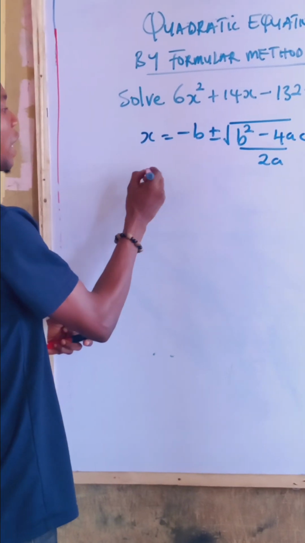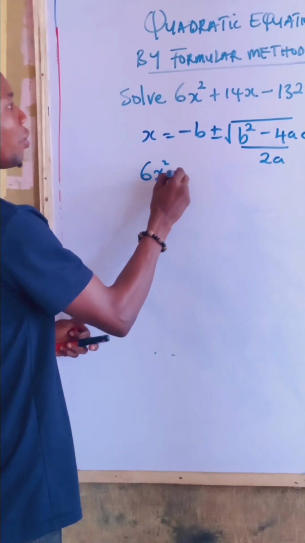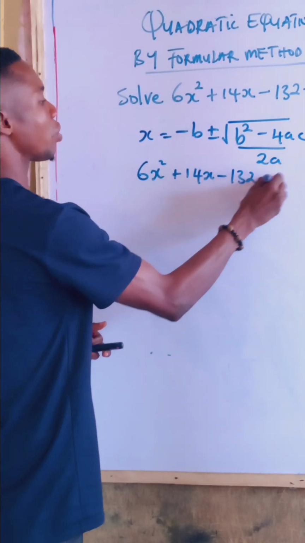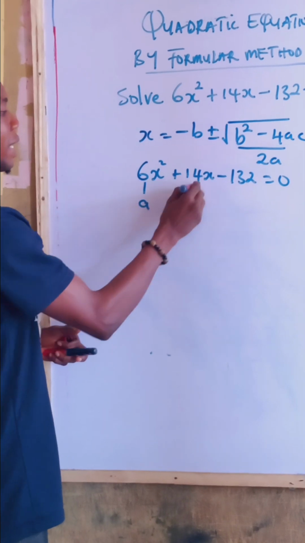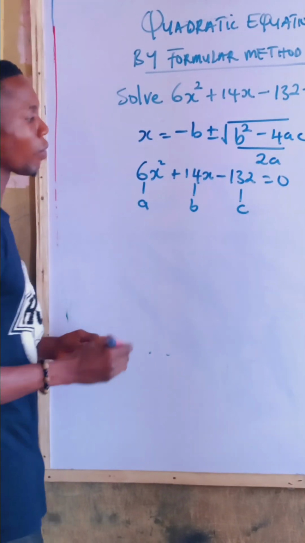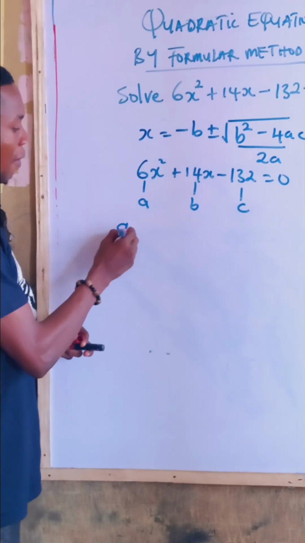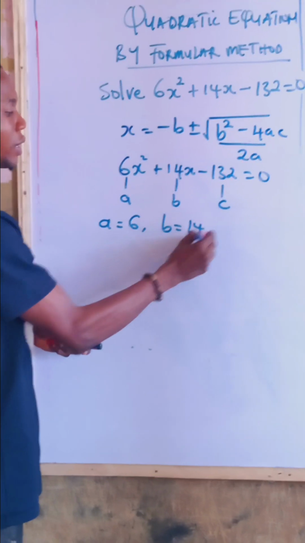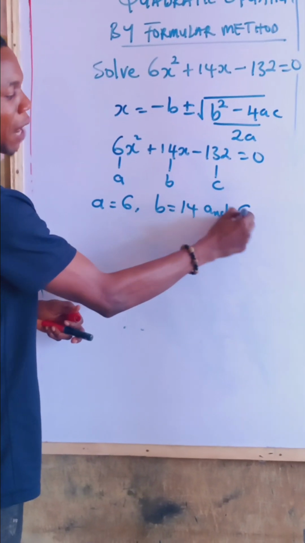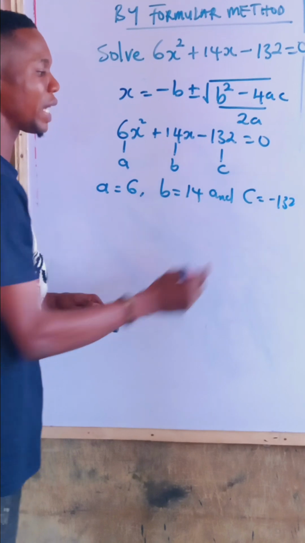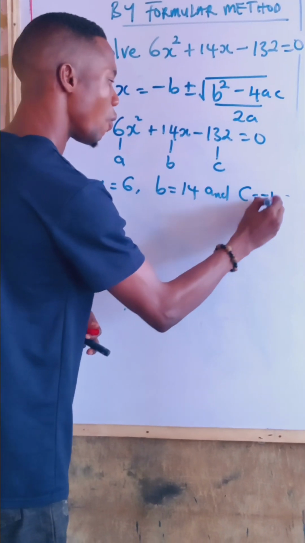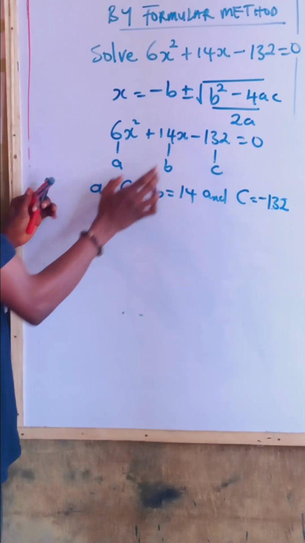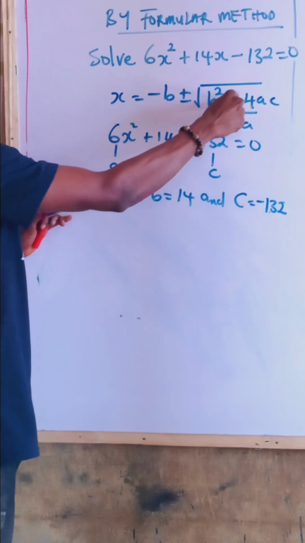Now, we are given 6s squared plus 14s minus 132 equal to 0. This is our a, this is our b, this is our c. You can write them out. Our a is given as 6. Our b is 14. And our c is negative 132. After that, when you see these numbers, you will fix them inside the formula.